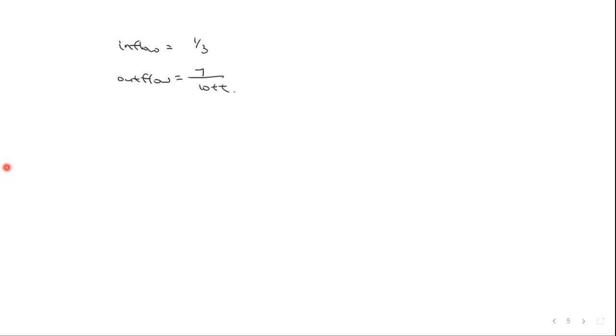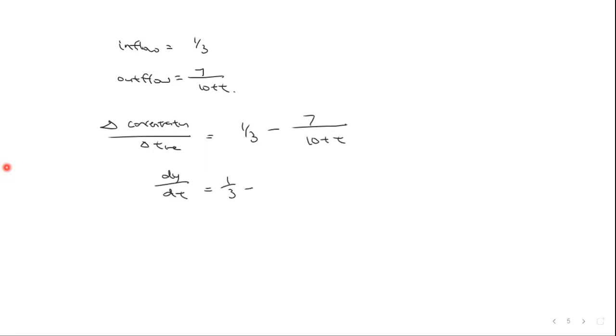So I guess the change in the amount of salt over time must be a result of how much you're flowing in, a third, minus how much you're going out, y over 10 plus t. And that means dy dt equals 1/3 minus y over 10 plus t. And that simply means you can then rewrite as dy dt plus y over 10 plus t equals a third.